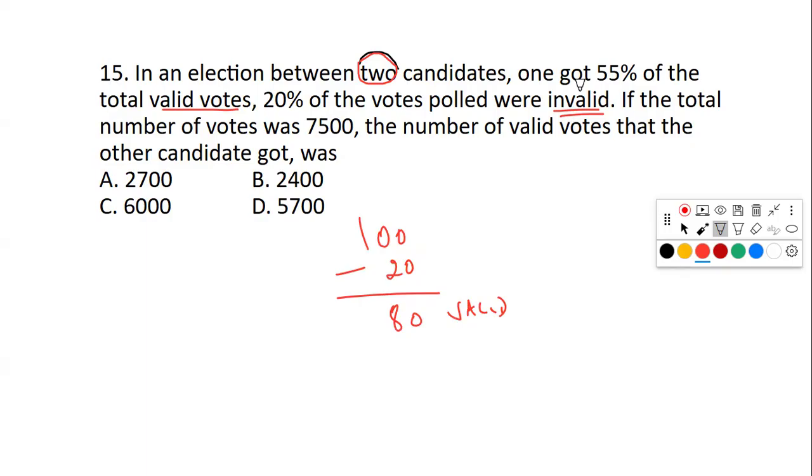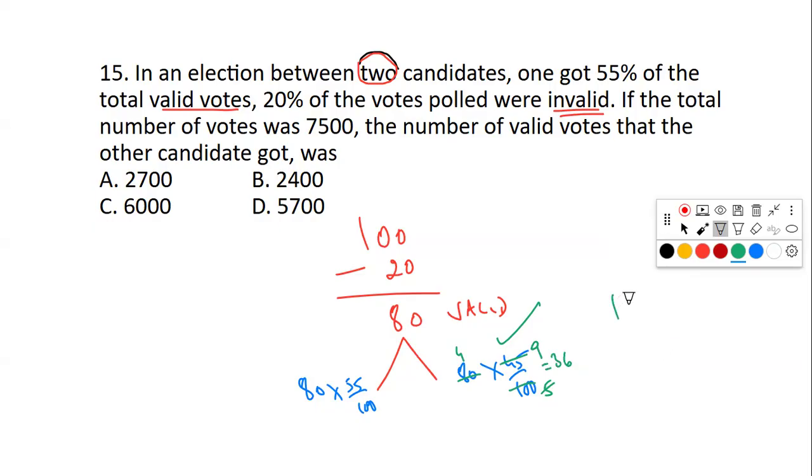20% votes are invalid, so 100 minus 20 is 80. 55% of the valid votes: one of them got 55%, that is 80 into 55 by 100. The other will be 80 into 45 by 100, since there are two candidates. Here, if the total number of votes was 7,500, the number of valid votes the other candidate got. You have to find out not 55%, but 45%. So 20 will go 4 times, 20 will go 5 times, 5 will go 9 times, 36.